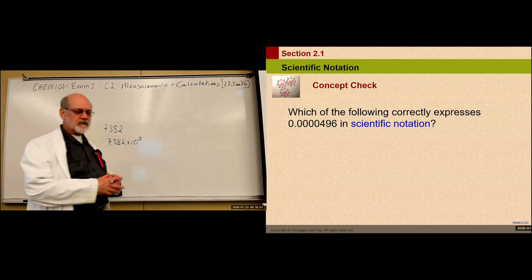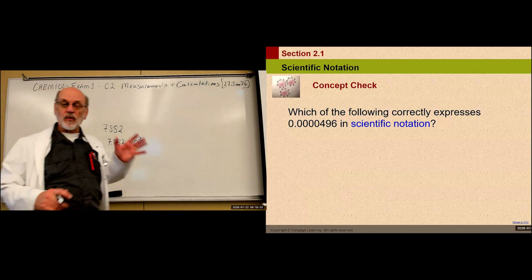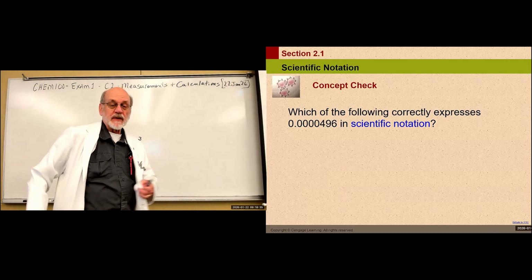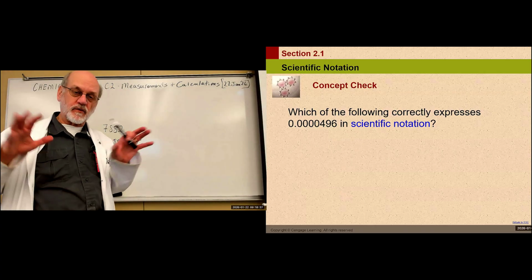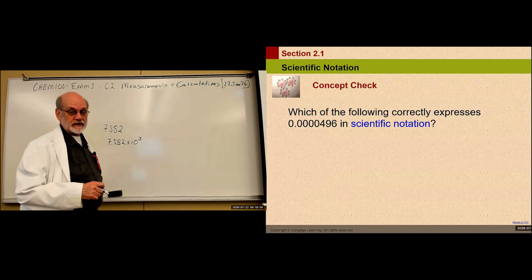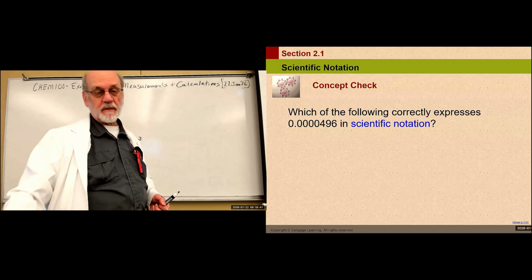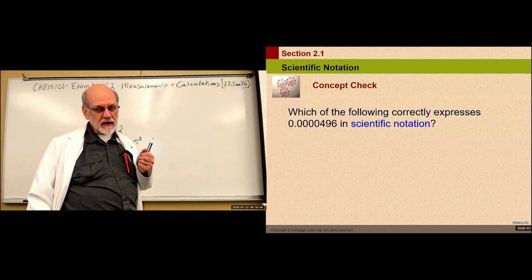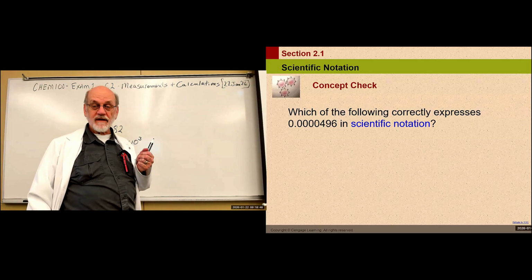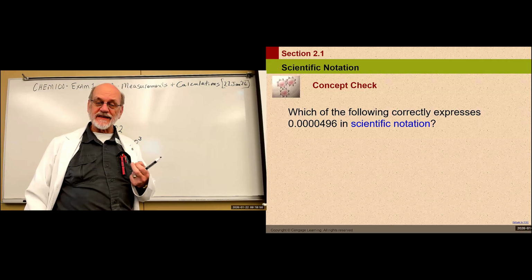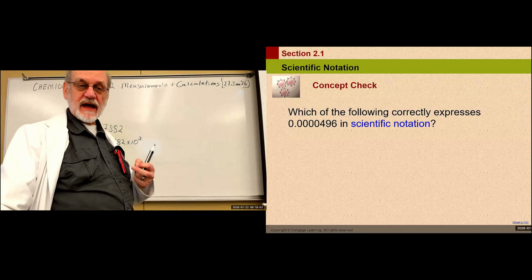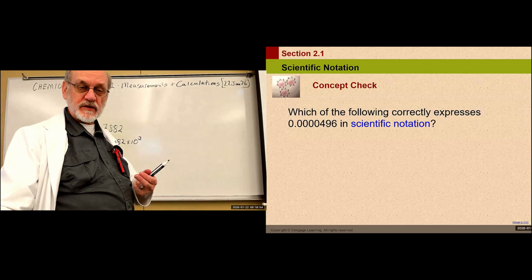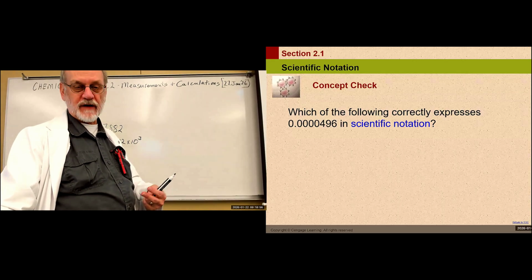Now, if you're familiar with this procedure, I'm probably boring you, but some people may not have been introduced to the concept before. That's why I'm taking the trouble to do it. For this one, we move the decimal to the right. How many places? Well, let's see. 1, 2, 3, 4, 5 places gives you 4.96 as your coefficient. And we moved 5 places to the right, so that's 10 to the negative 5.